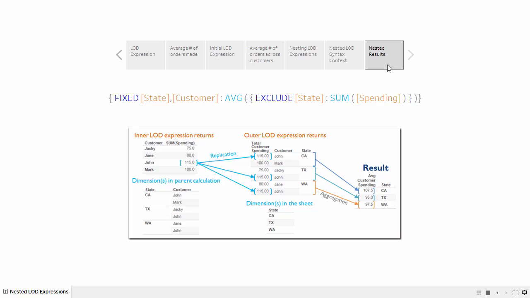In this case, the outer LOD has a finer aggregation than the inner, so the results are replicated from the inner to the outer. Then the overall results are aggregated down to the viz LOD, yielding the final results.